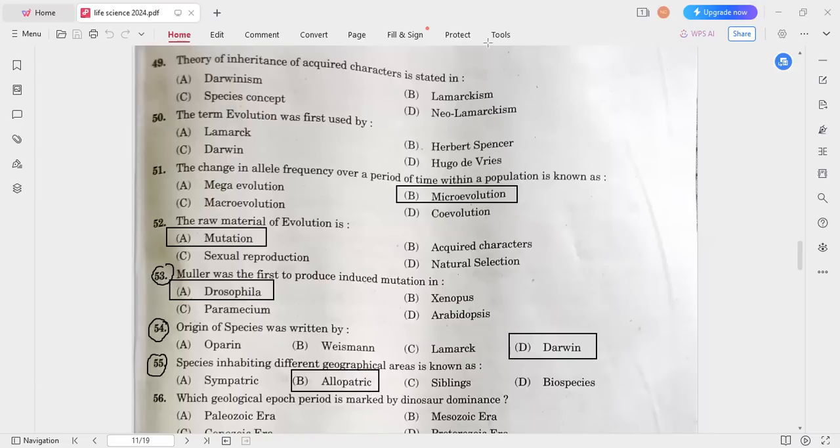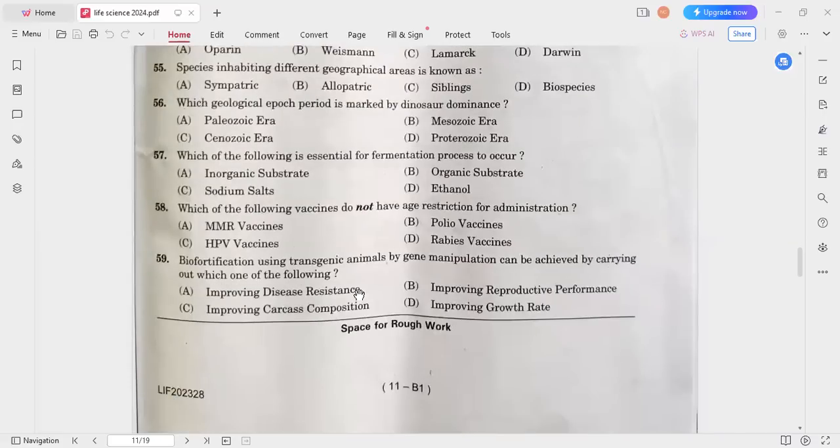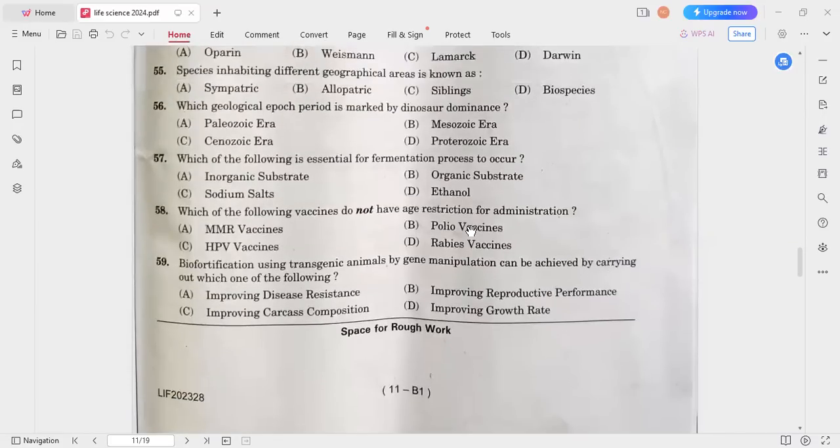Now move on to the next question, question number 56: which geological epoch or period is marked by dinosaur dominance? This question is based on the geological time scale. Options: Paleozoic, Mesozoic, Cenozoic, Proterozoic. The answer is the period in which dinosaurs were dominant, that is option B, Mesozoic era.